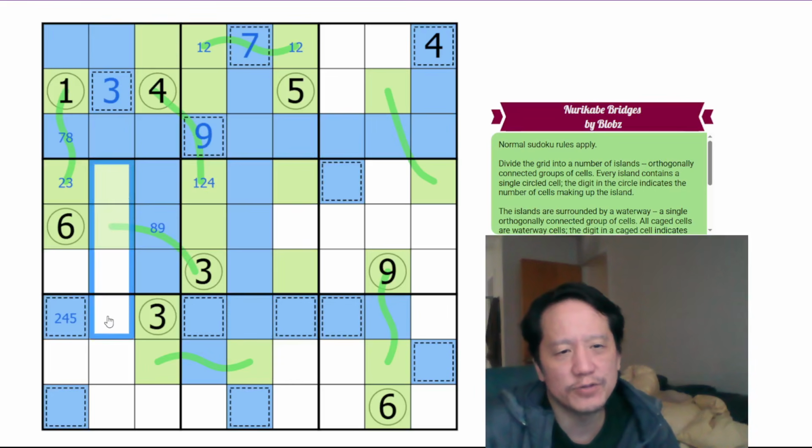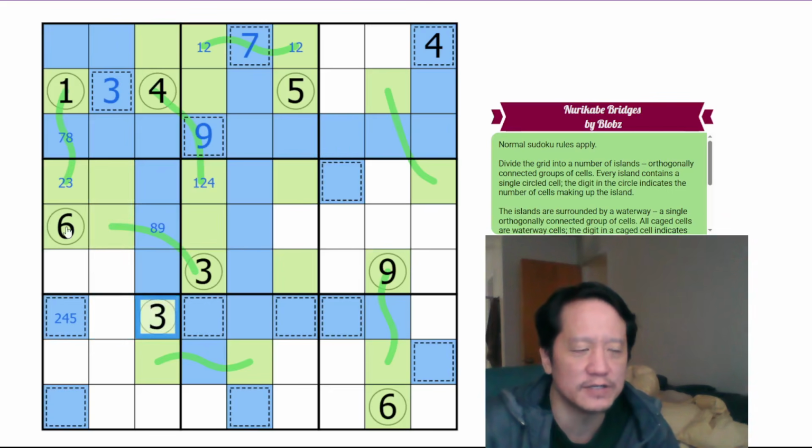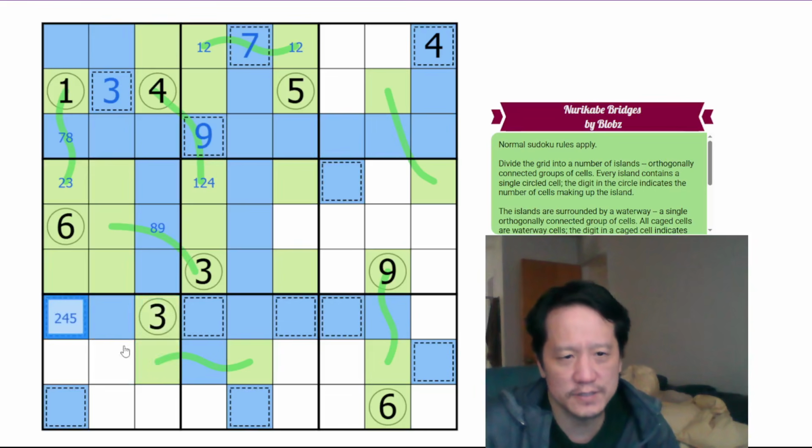And this cannot orthogonally connect to this cell, because then it would be too large. Well, this would say it's size 3, this would say it's size 6, and that's not possible. So this must be all green. This has to be blue here then, for it to fill 6 islands. This sees at most 4 now.